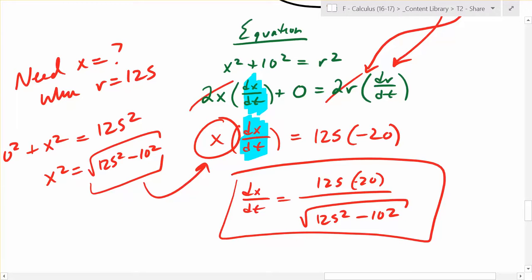If you have a calculator on a test for a question like this, there is no glory in simplifying this by hand. Because 125 squared minus 100, like maybe it's a perfect square? I don't know.